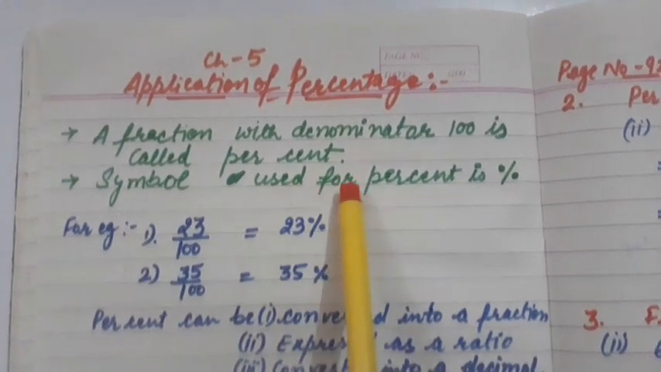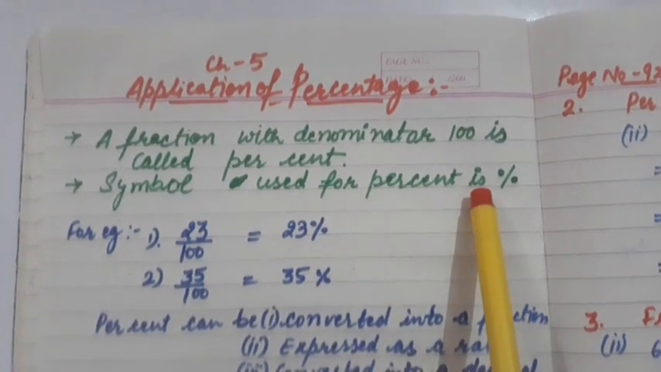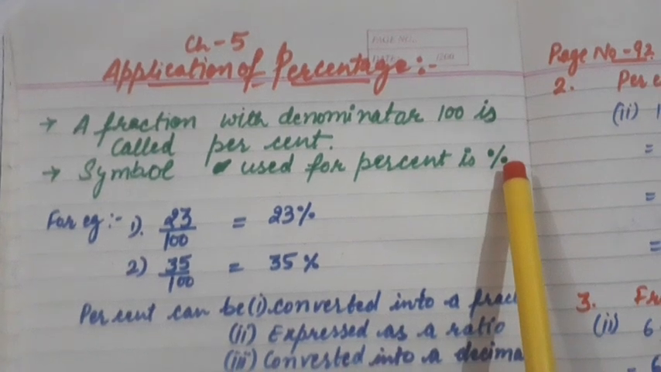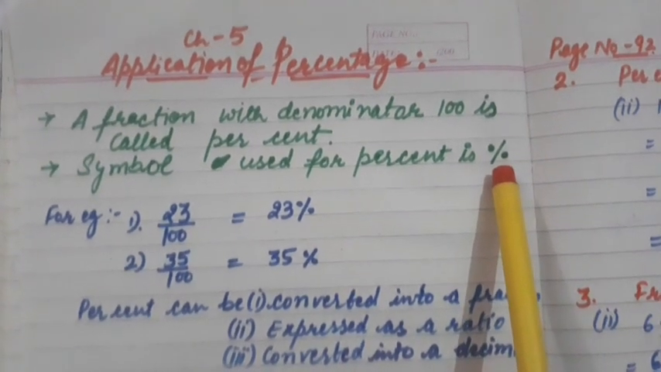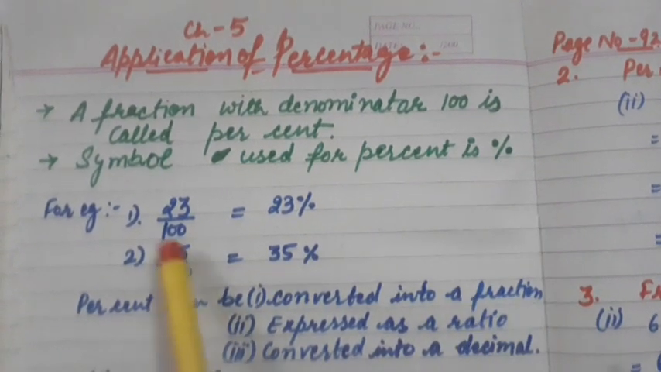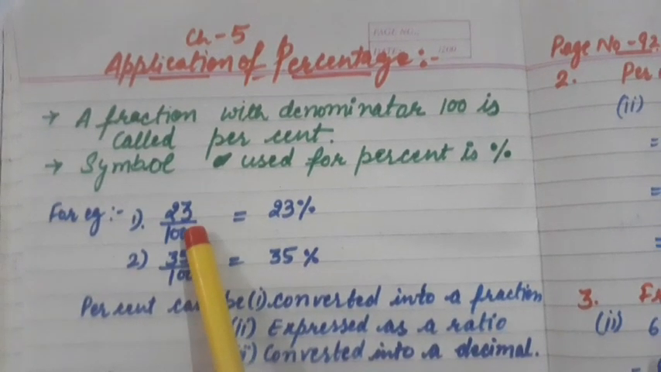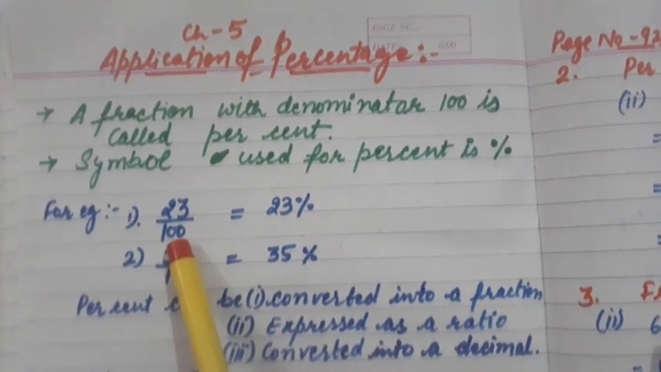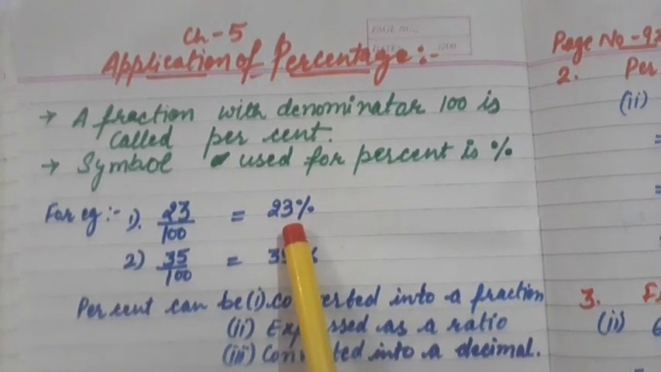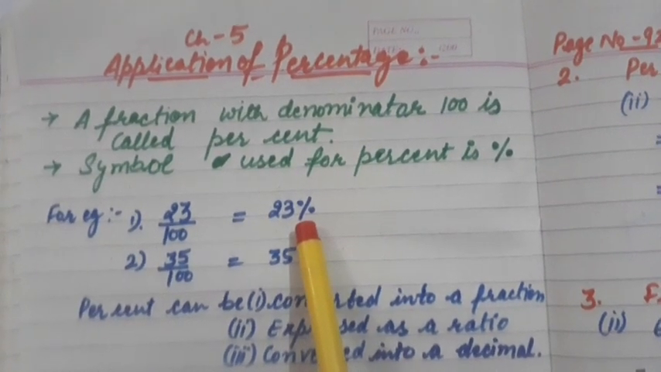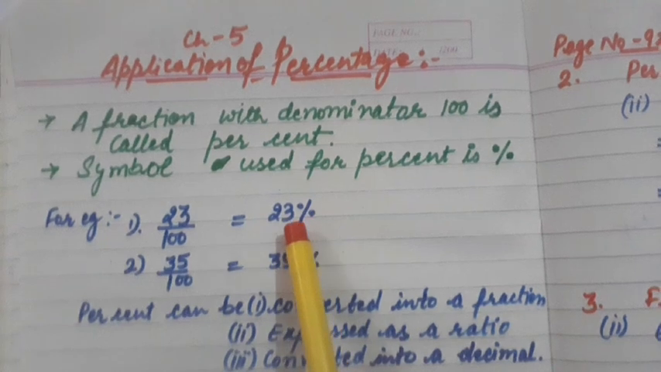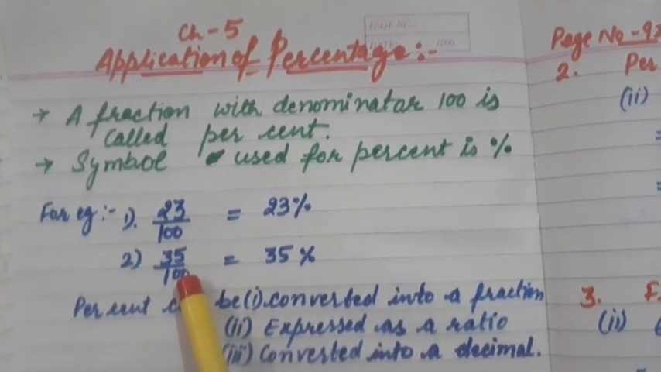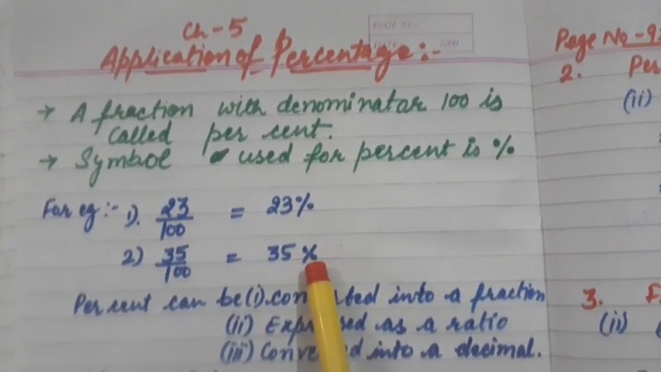The symbol used for percentage is a slash with two dots on opposite sides. This is the symbol of percent. For example, 23 upon 100. Its denominator is 100, so we can write it in the form of percent, that is 23%. 23% means the denominator is 100. Similarly, 35 upon 100 is 35%.